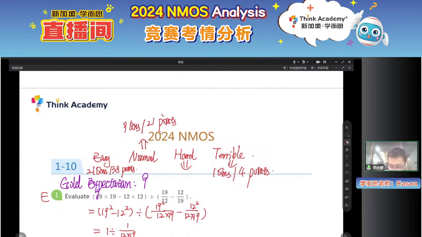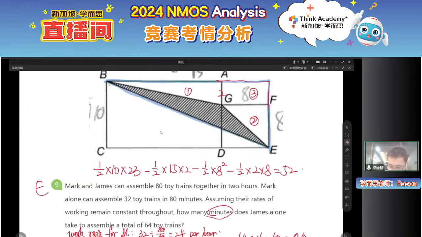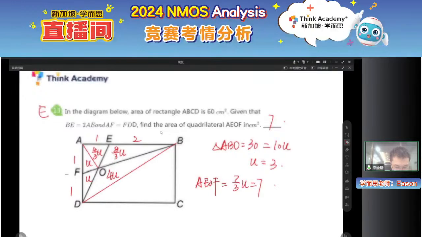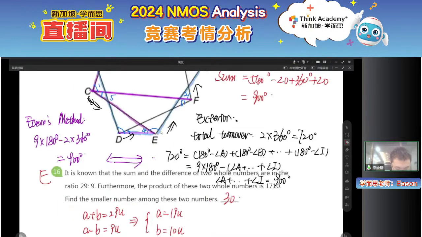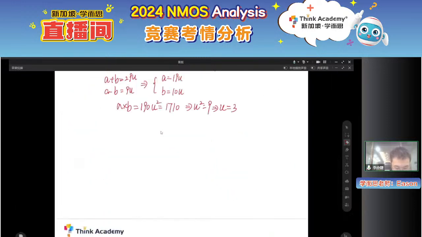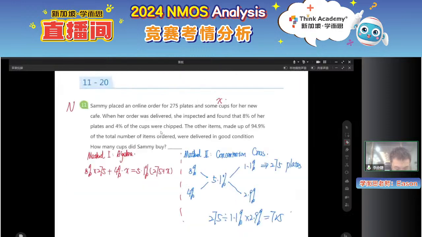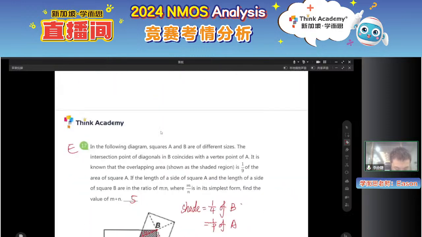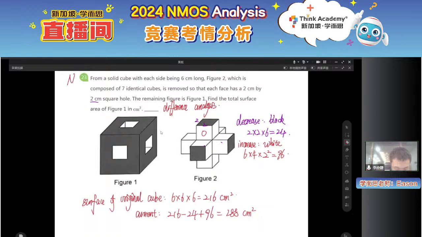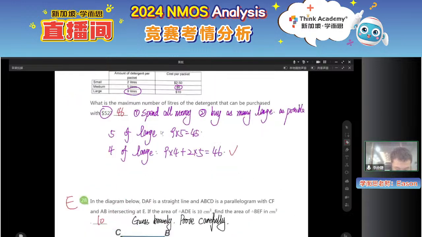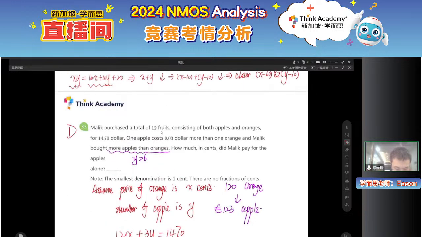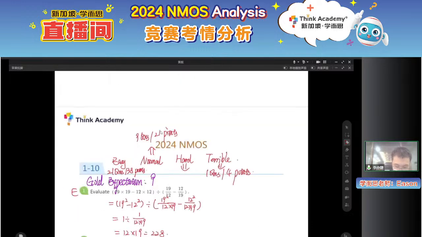And for the hard ones, I need to search about them. So for hard ones, how many do we get? Where's the first hard? Yeah, I wrote difficult instead of hard. So the first one is here, 1, 2, 3, 4, 5. 5 difficult questions.